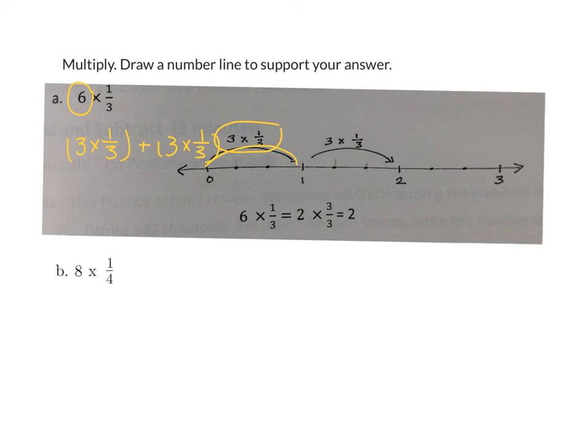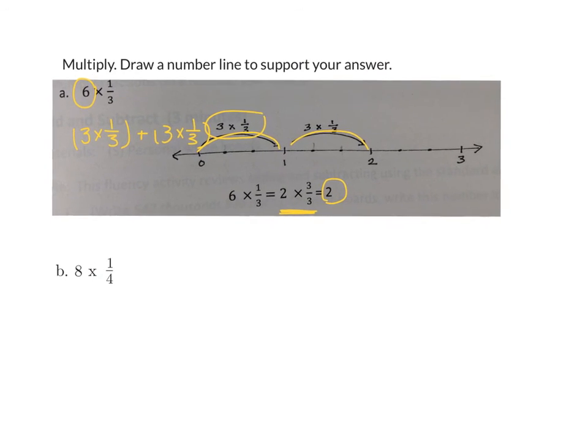So on a number line, I can show that 3 times 1/3 is 1, and then 3 times another 1/3 is 2. So instead of 6 times 1/3, I can say this is 2 times 3/3, because I have 2 groups of 3/3 here, which is, of course, equal to 2. Does that make sense? Let's try it with another example.